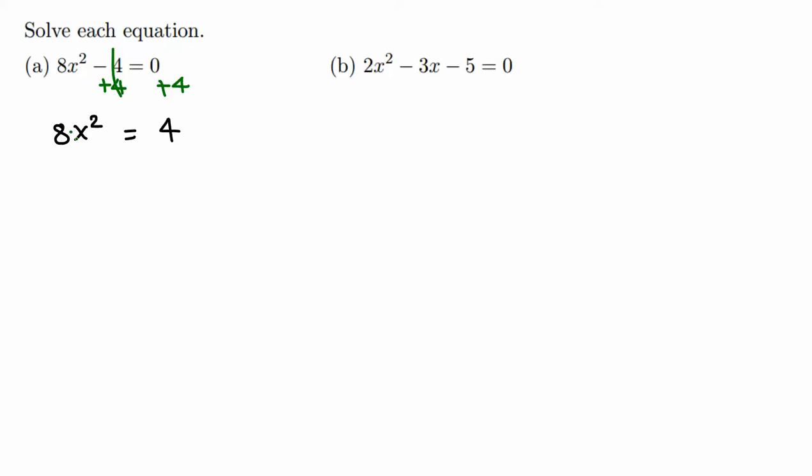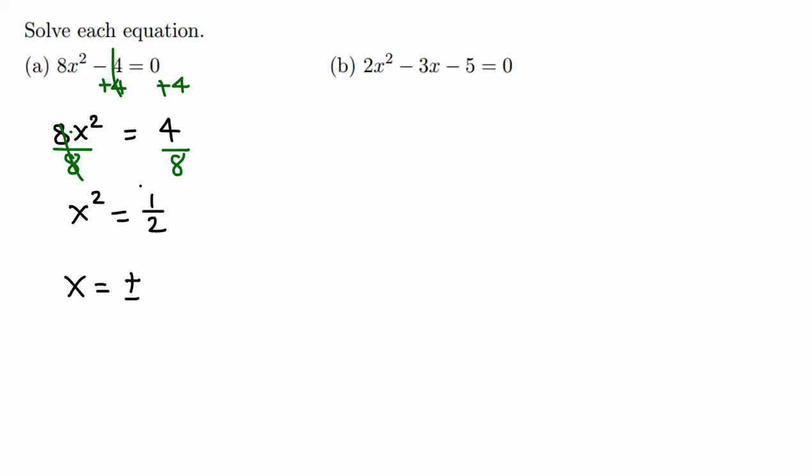Next, 8 times x squared, so we want to divide by 8. Then we get x squared equals 4 over 8. 4 goes into 4 one time, 4 goes into 8 twice, so 4 over 8 is 1/2. Now take the square root of both sides, then x equals plus or minus the square root of 1 over 2.